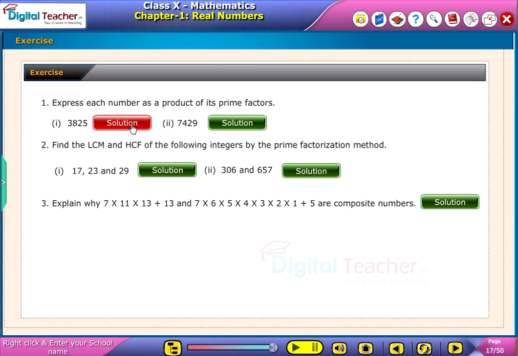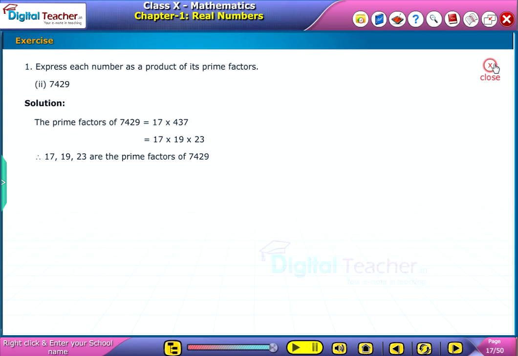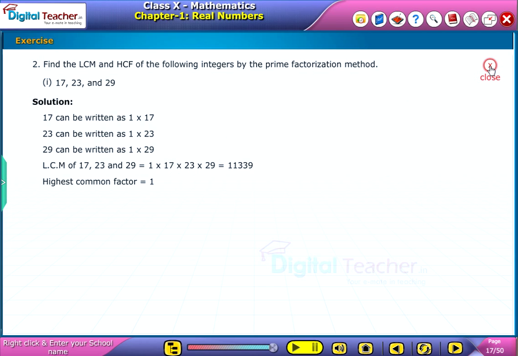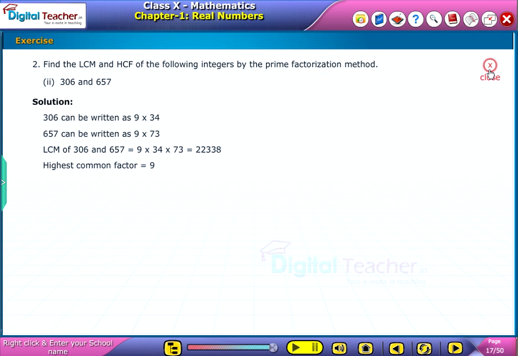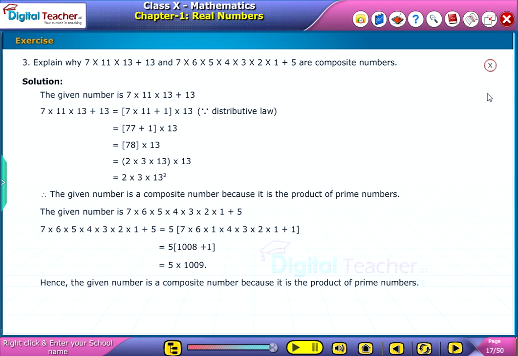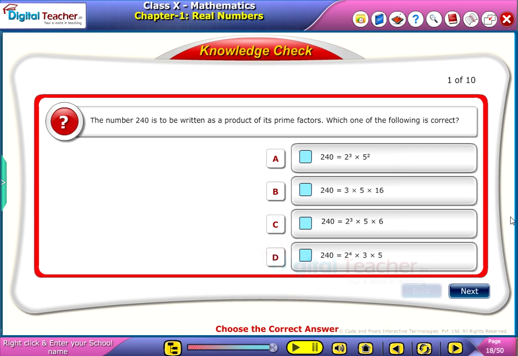Exercise problem. Knowledge check. Attempt the following questions to check your understanding.